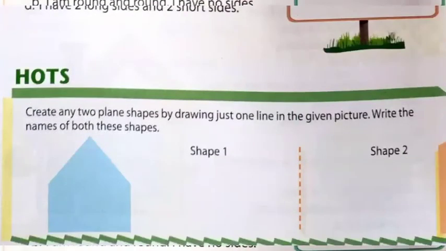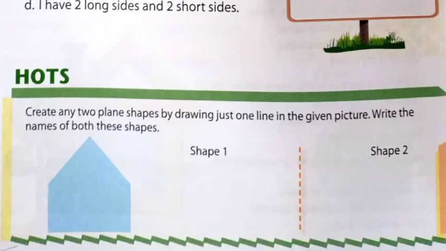Okay students, थोड़ा आगे चलते हैं. HOTS. Create any two plane shapes by drawing just one line in the given picture. Write the names of both shapes. तो बच्चों आपको क्या करना है कि ये जो पिक्चर दी गई है इसमें एक लाइन ड्रा करनी है, और जब लाइन ड्रा करेंगे तो इसमें आपने दो पिक्चर्स बनानी है और उनको नाम देना है. So let's draw the line, and what we find is a triangle and a rectangle.